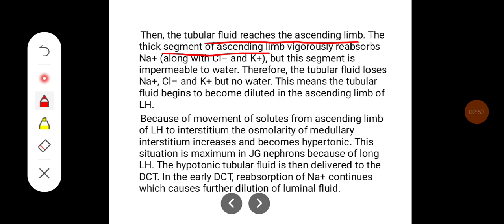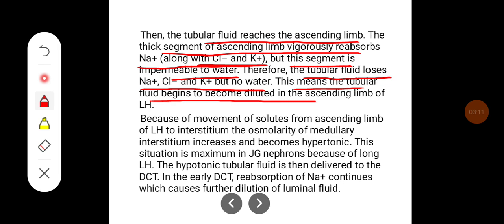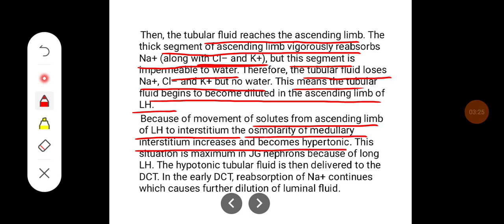The thick segment of ascending limb vigorously reabsorbs sodium along with chloride and potassium. But this segment is impermeable to water. Therefore, the tubular fluid loses sodium, chloride and potassium but no water. This means the tubular fluid begins to become diluted in the ascending limb of loop of Henle. Because of the movement of solutes from the ascending limb of loop of Henle to the interstitium, the osmolarity of the medullary interstitium increases and it becomes hypertonic. This situation is maximum in juxtamedullary nephrons because of the long loop of Henle.